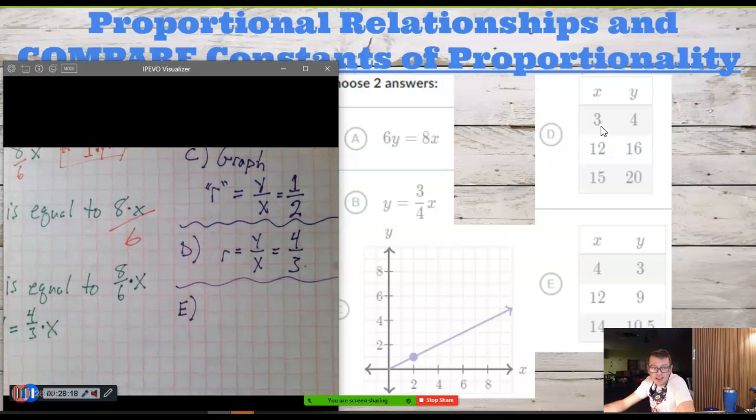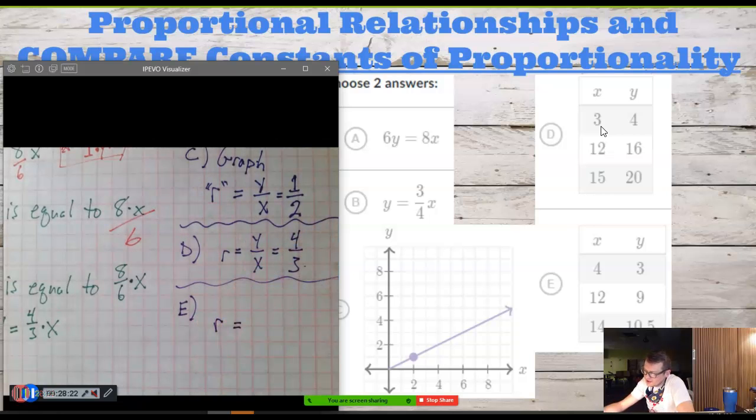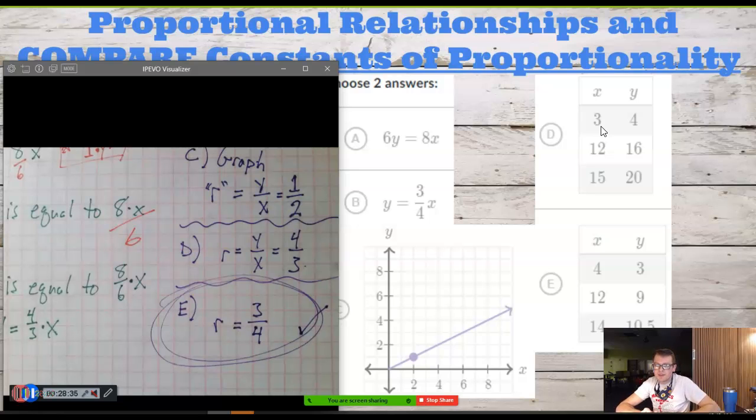Look at table E. Table E, the R value there, the constant of proportionality, whatever you want to call it, is 3/4. So E does work. E has a matching constant of proportionality because when I put y over x, it becomes 3/4.